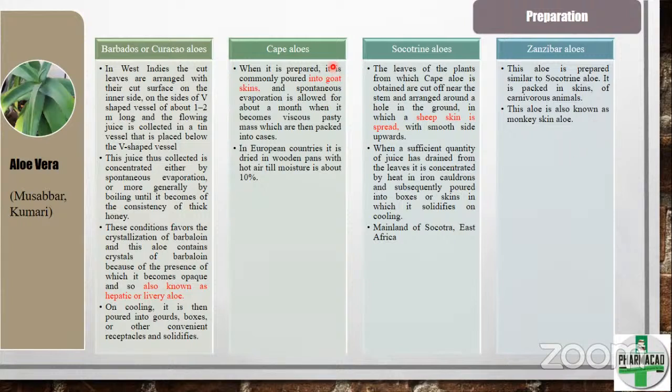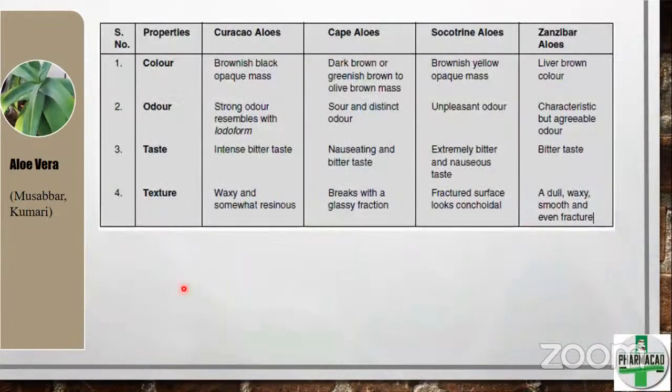So you only have to remember this much: Cape will be goat skin, socotrine will be sheep skin, Zanzibar is carnivorous animals, also known as monkey skin, and Barbados is generally hepatic, also known as hepatic or liver aloe. Okay, these are the different color, odor, taste, and texture of the different types of aloes.